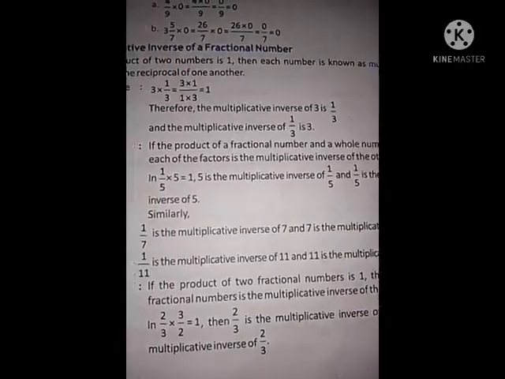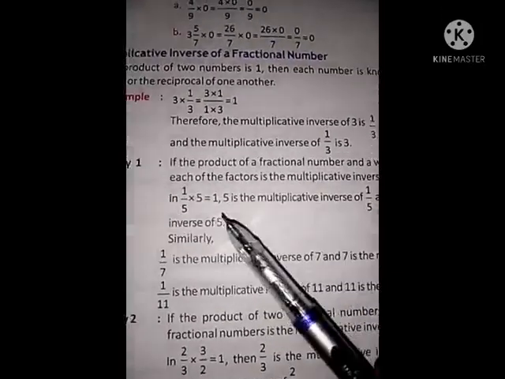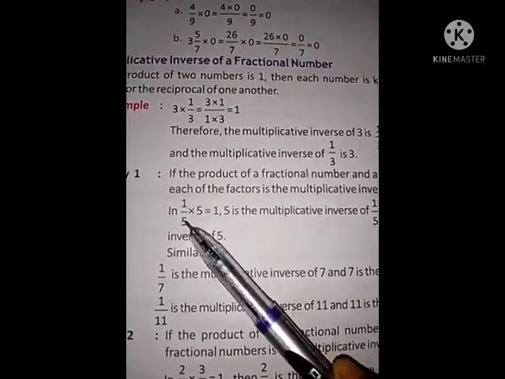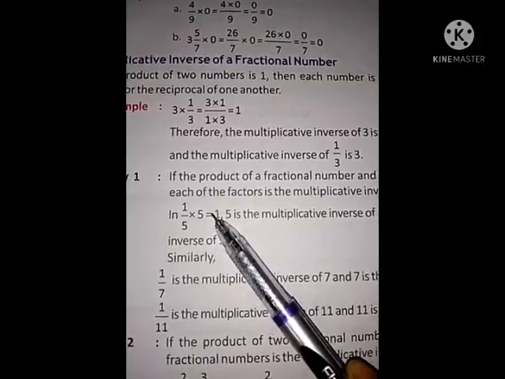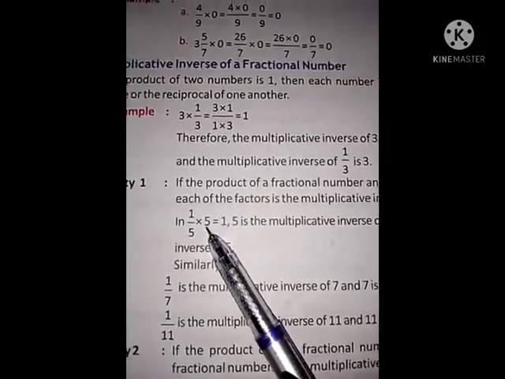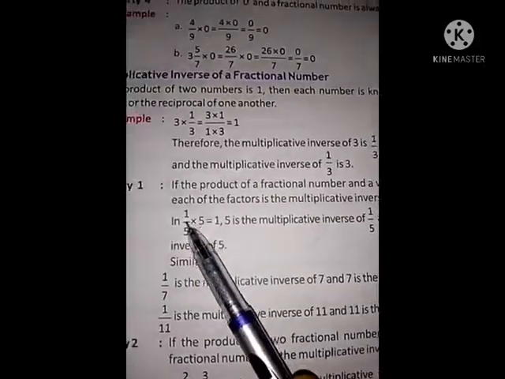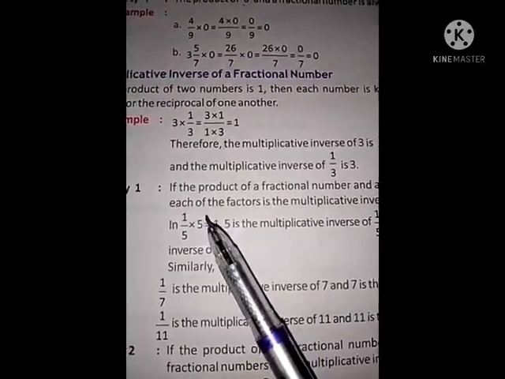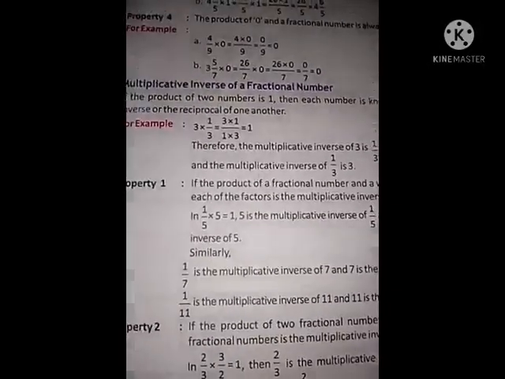We have already discussed this. In 1 by 5 into 5, if we multiply 1 by 5 into 5, we get 1. So we can say that 5 is the multiplicative inverse of 1 by 5, and 1 by 5 is the multiplicative inverse of 5. Okay.